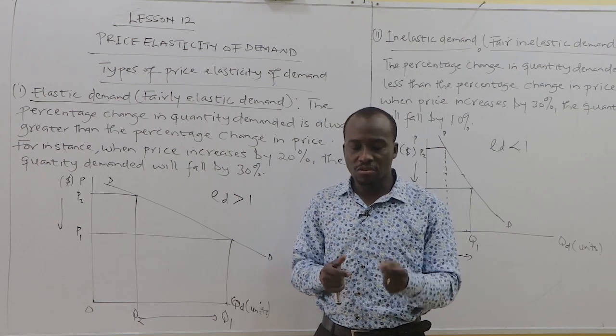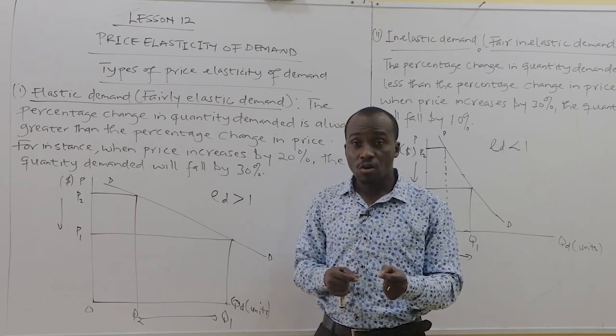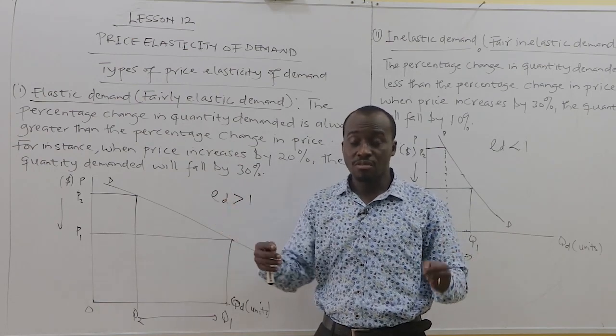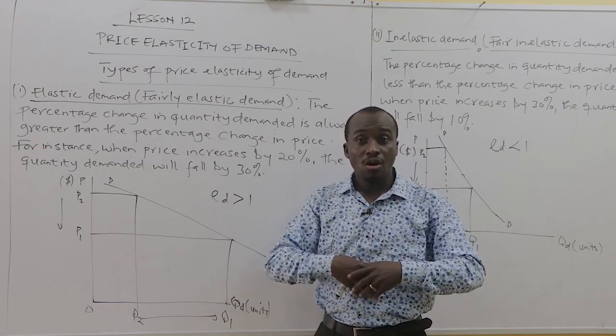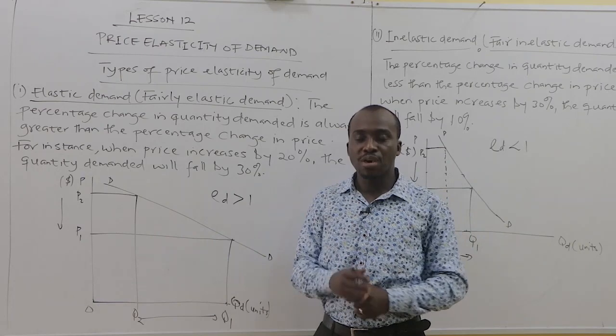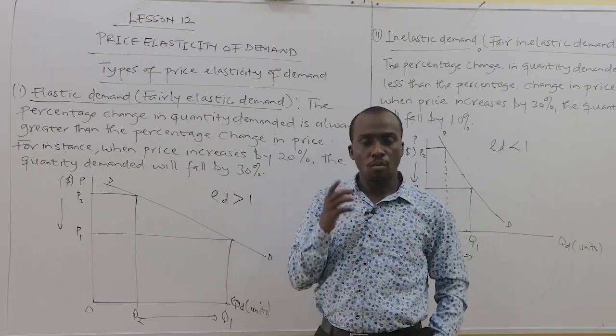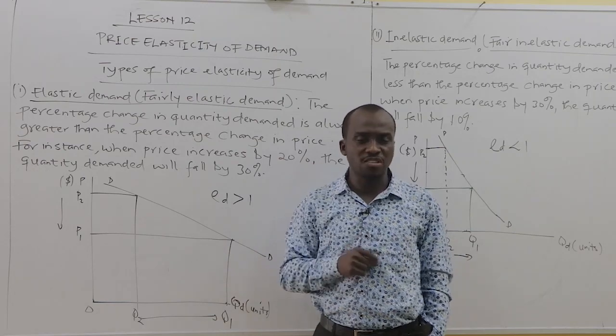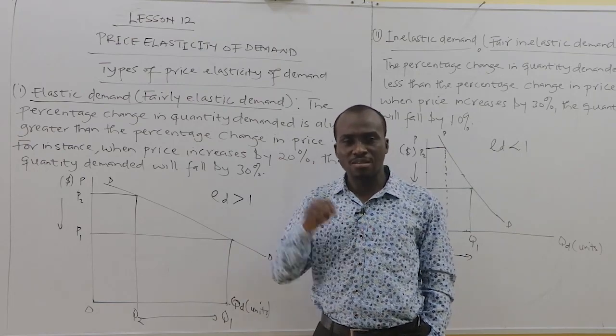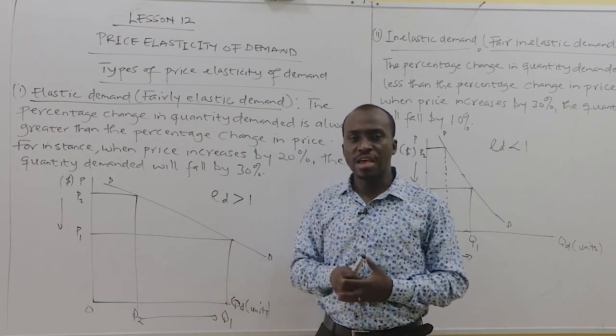If the price decreases by a small margin, demand will rise by a large margin. If the price goes up by a small margin, demand will fall by a large margin. That means if you buy a commodity in the market that behaves that way, that means the commodity is very sensitive to changes in price. The slightest changes in price bring about a higher change in demand.